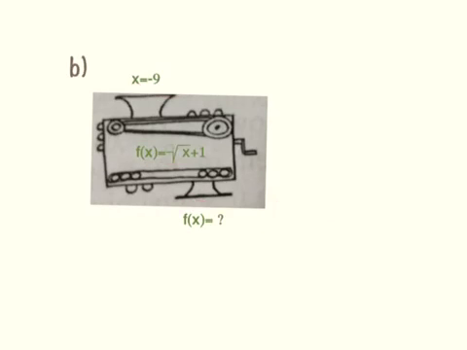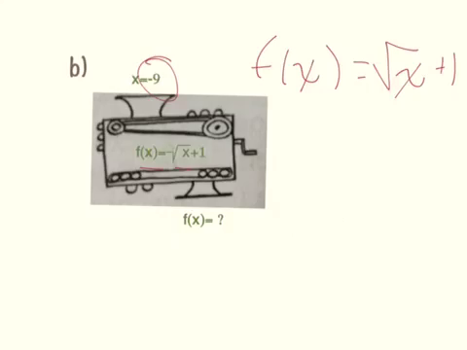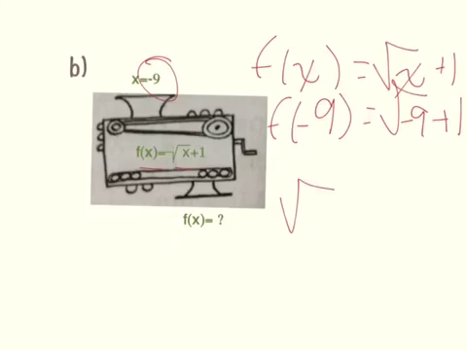The next one says function of x equals square root of x plus 1. F of x equals square root of x plus 1. Fill in all the x's with negative 9. So function of negative 9 equals square root of negative 9 plus 1. So to find the square root, the square root is a number times a number.